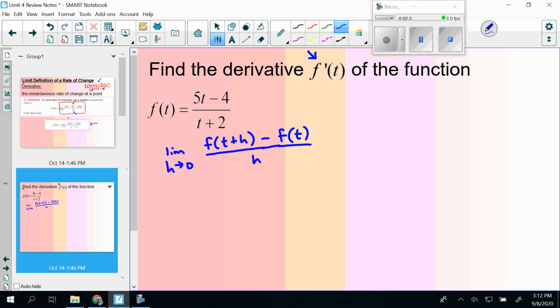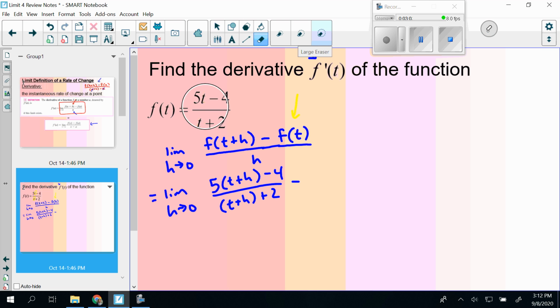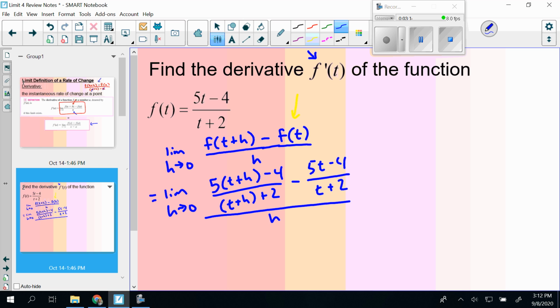Okay, so now let's fill in what those two functions are. So our function on top, if we plug in t plus h for both of our two t's here, what this is going to become then is f at 5 times t plus h minus 4 over, now we're putting t plus h in for that other one, t plus h plus 2, minus, now this next one is just our function, so it'd be 5t minus 4 over t plus 2, and then our whole thing still remains over h.